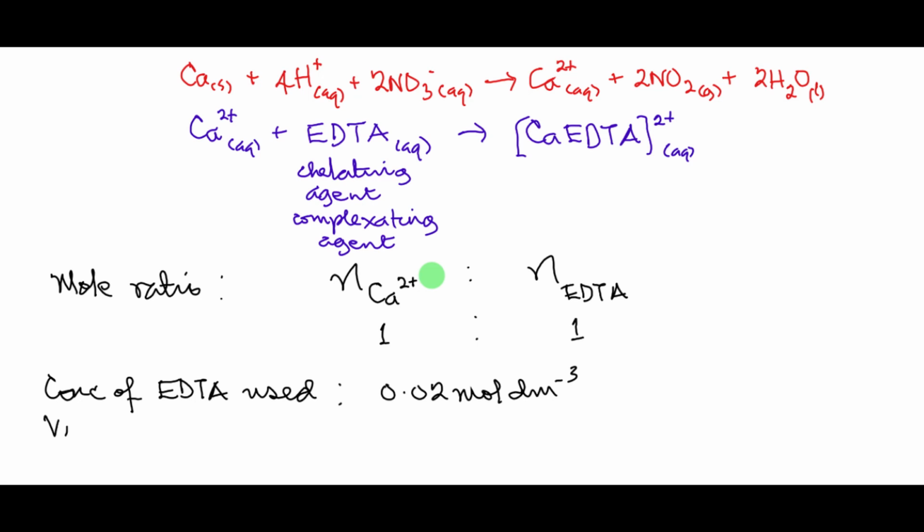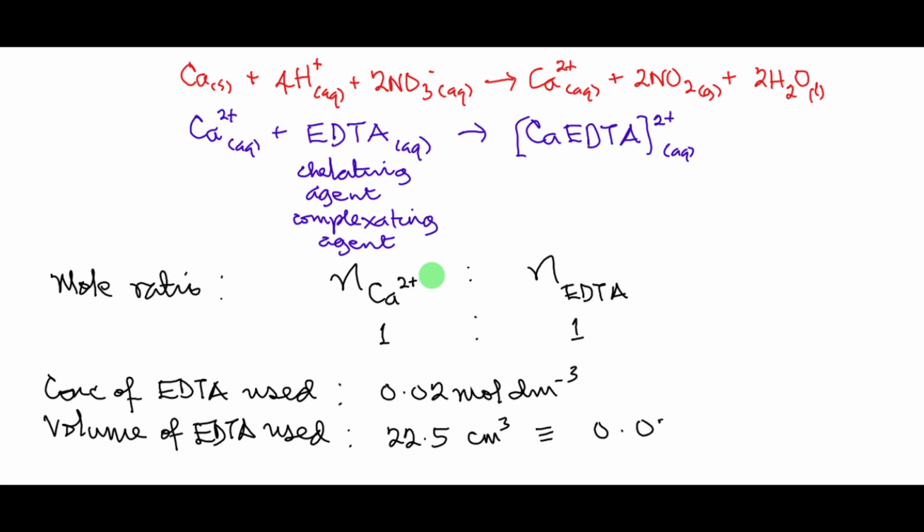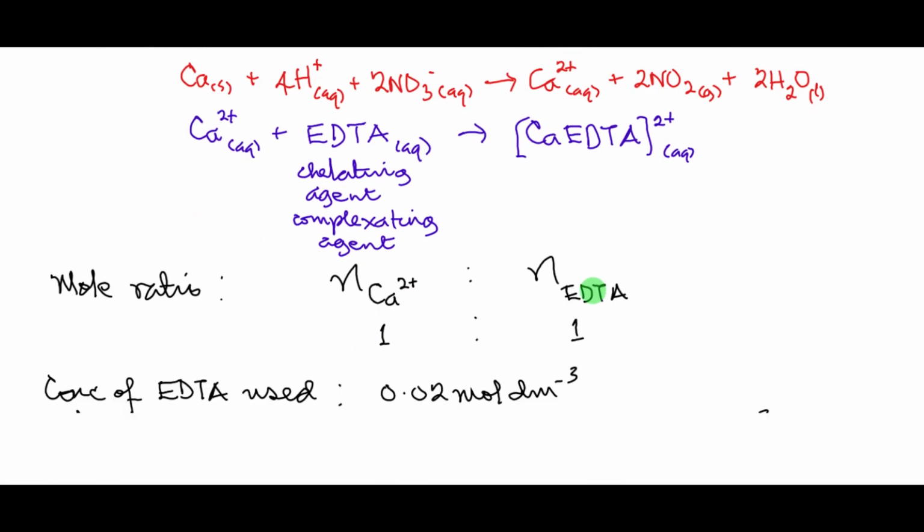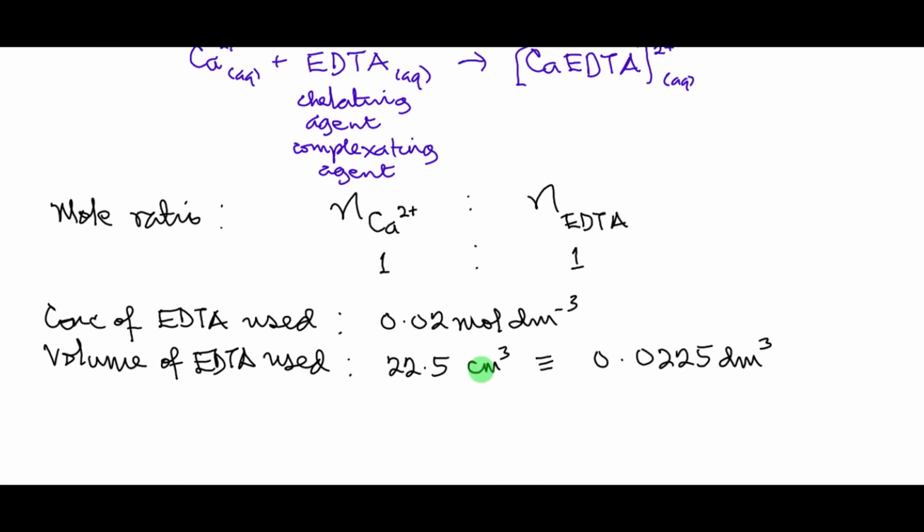Volume of EDTA used is 22.5 cm cube, which is equivalent to 0.0225 dm cube. That's by dividing by what? 1000, right? Great, that's it. So from here, you can then calculate the number of moles of EDTA that was used.